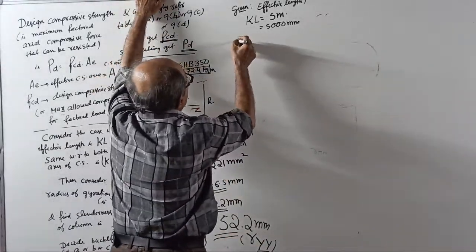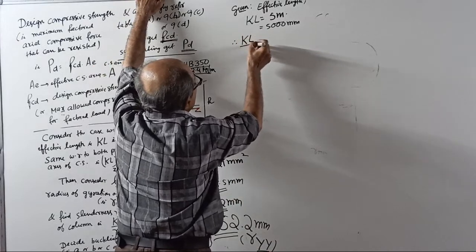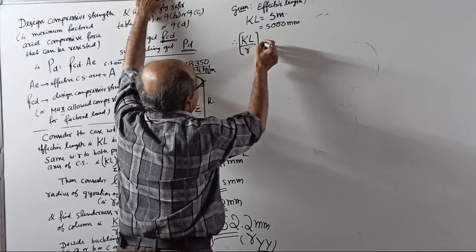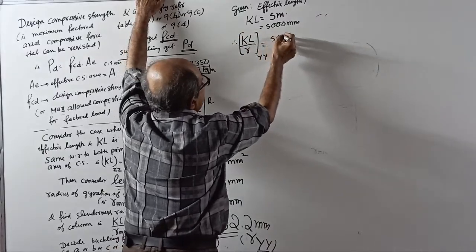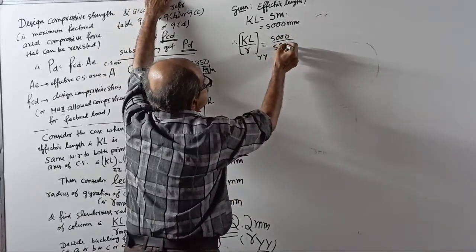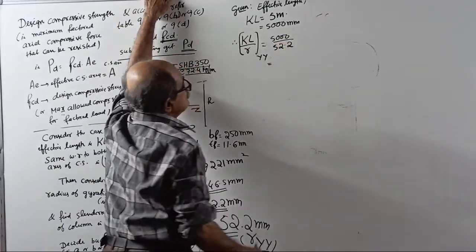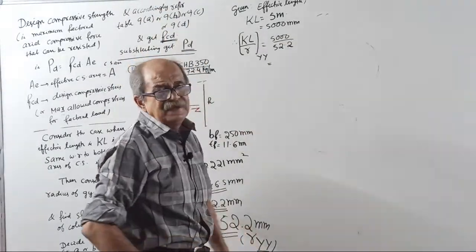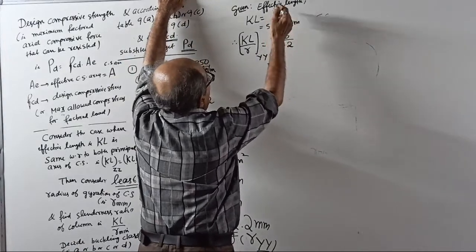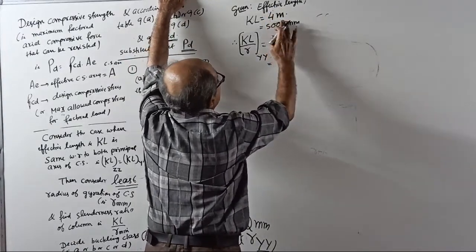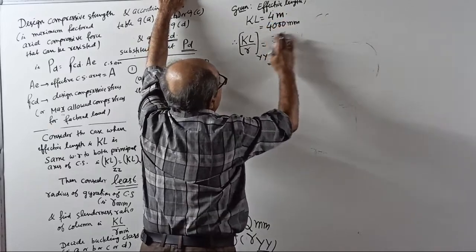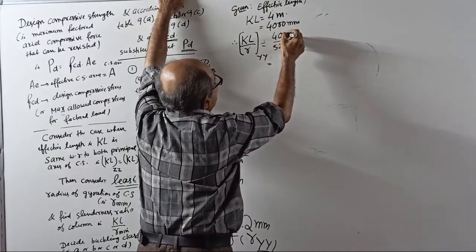So, therefore, calculate KL by R. Remember, KL by R about YY. How much? 5000 divided by 52.2. What is the answer? One minute. I am changing the question. Instead of 5 meter, I am making it 4 meter for some reason. Change the question. You make it 4 meter. Some reason is there. I will tell you later.